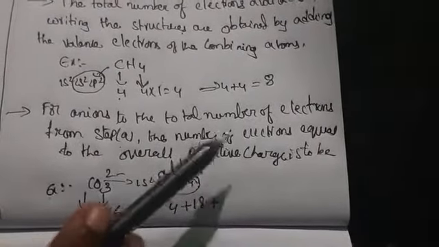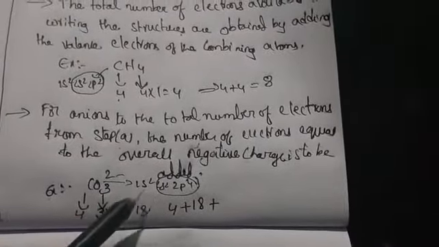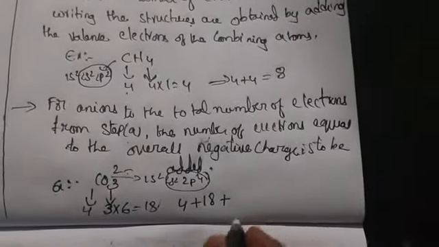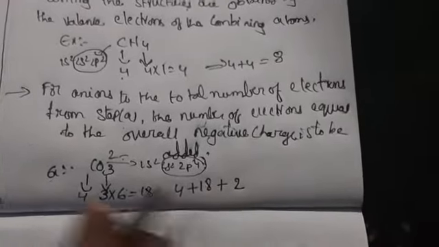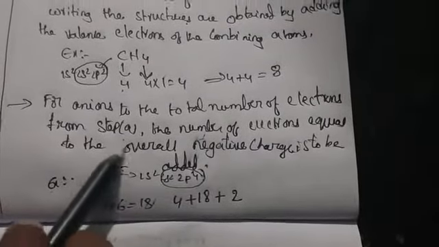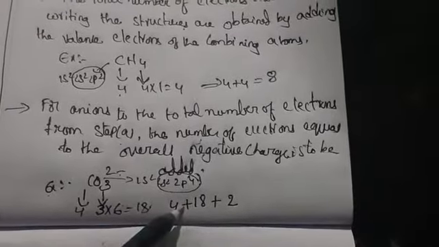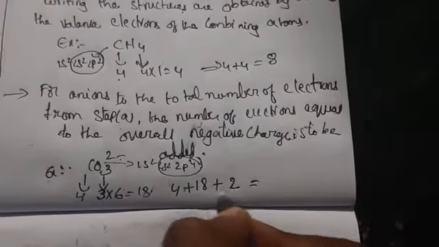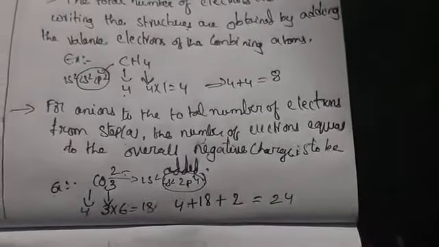Next, the number of electrons equal to the overall negative charge should be added, which means plus 2 we have to take. The negative charge should be added to the total valence electrons. So what do we get? 4 plus 2, 18 plus 2, 20 plus 4, 24. So this is the second rule.